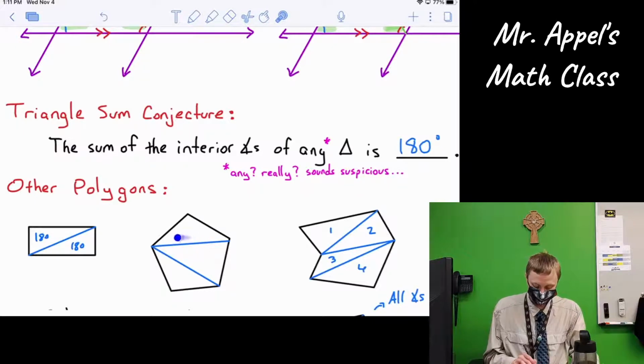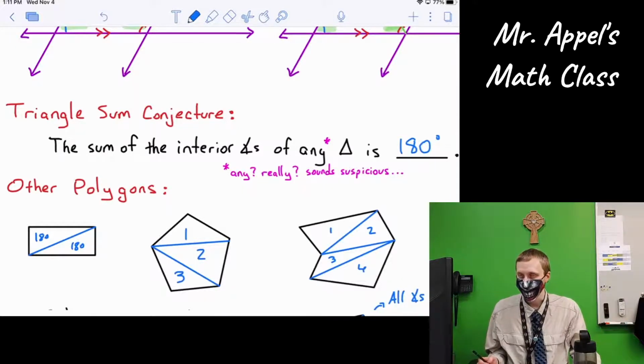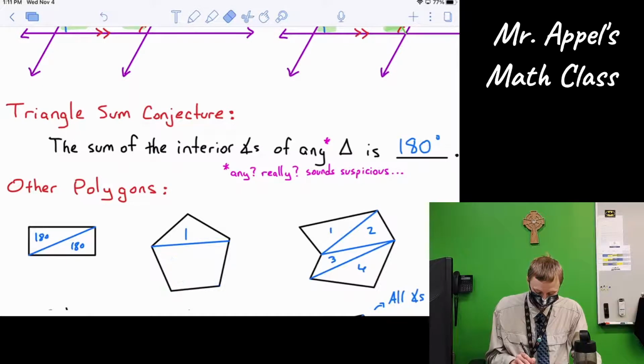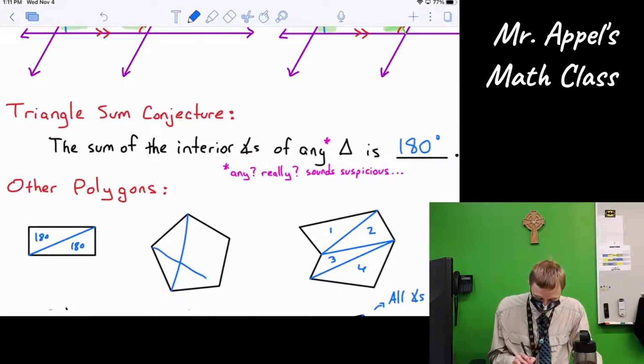Look at the pentagon, okay? 5 sides, and I can divide it now into 3 triangles. Or we could divide it another way, right? You could do from this side. And what about that side? Well, now I've got 1, 2, 3 triangles and a quadrilateral.